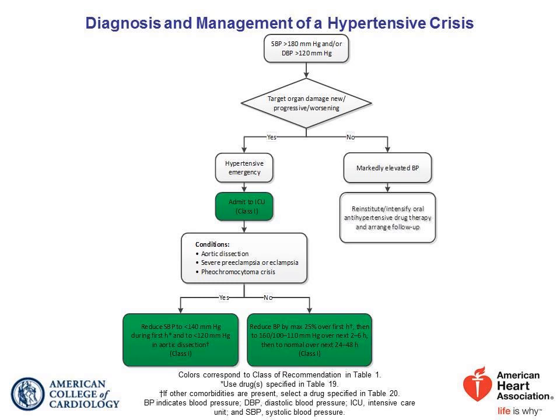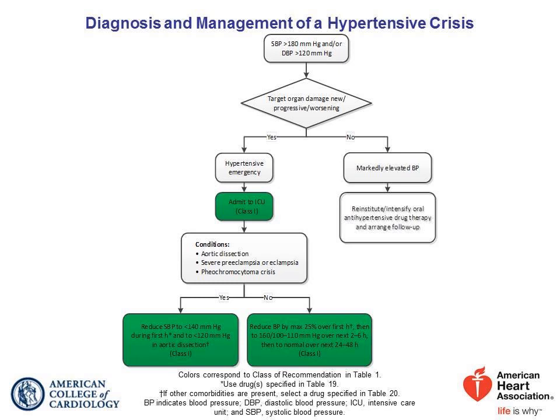If there is evidence of target organ damage, then we have a case of hypertensive emergency. The patient must be admitted to the ICU, and we should exclude aortic dissection or severe preeclampsia or eclampsia or pheochromocytoma crisis. If any of them is present, we have to reduce the systolic blood pressure below 140 millimeter mercury during the first hour, and to less than 120 millimeter mercury in case of aortic dissection.